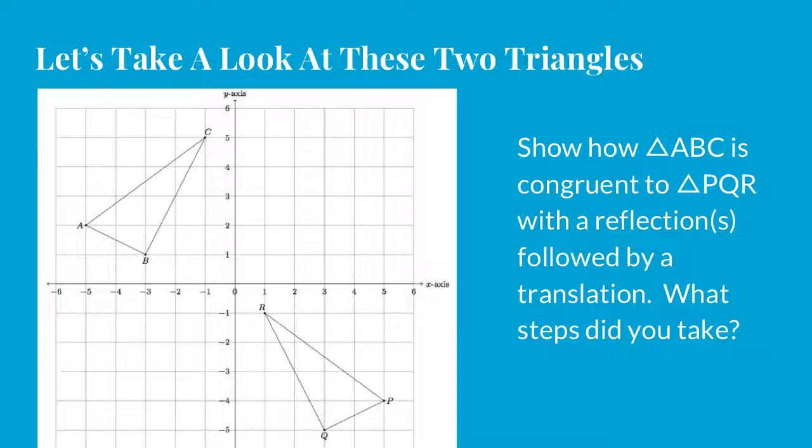Here's a new picture, and we have some coordinates on this one. I want you to show how triangle ABC, which is the top left triangle, is congruent to PQR, which is the bottom right triangle. And I want you to show that congruency with a reflection followed by a translation, and tell me what steps you took.